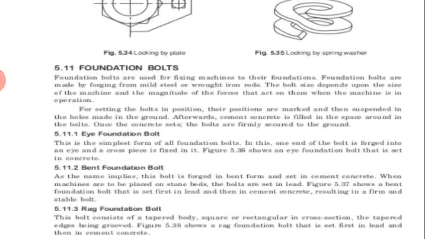Next is the rag foundation bolt. This bolt consists of a tapered body, square or rectangular in cross section, the tapered edges being grooved.